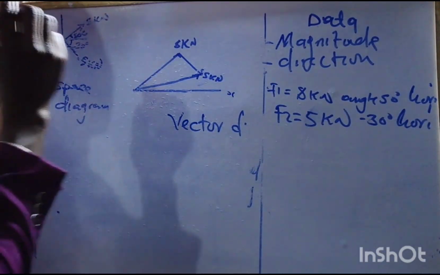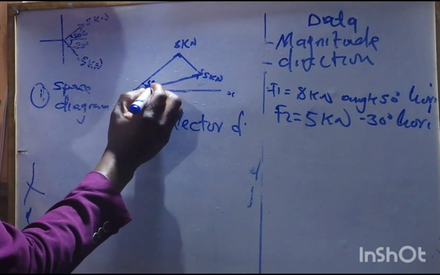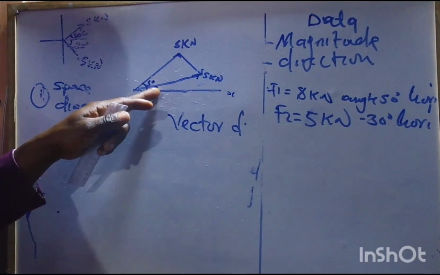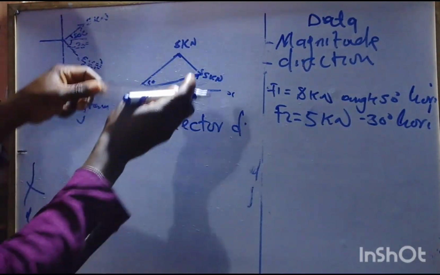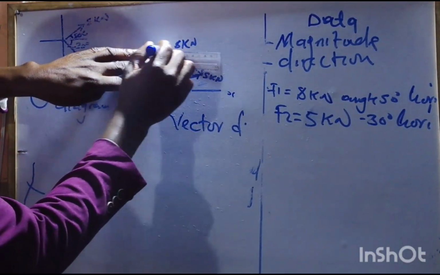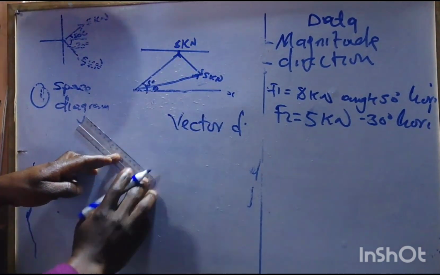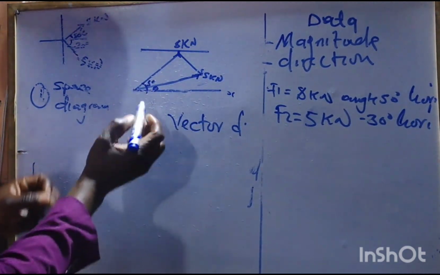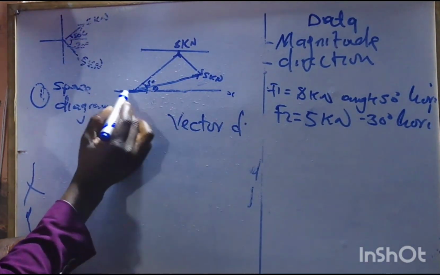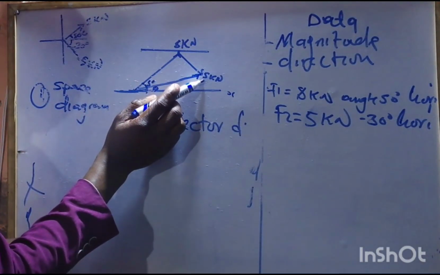Now from this vector diagram here, this angle is 50 degrees, and here we have phi, and this is the angle which we are looking for, angle phi. Remember here also, this 5 kilonewton is starting at the horizontal. This 8 kilonewton is starting at this horizontal here, and this horizontal here is for 5 kilonewton.